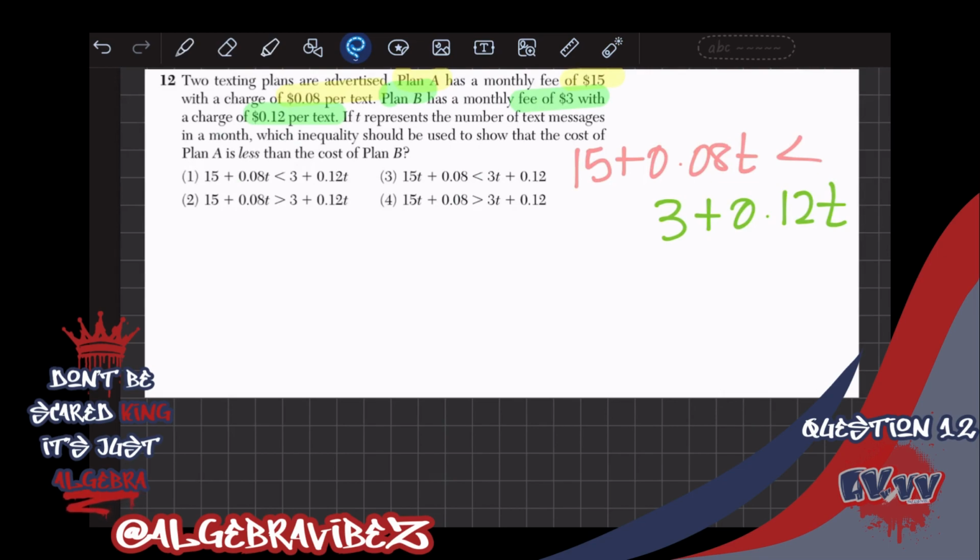Okay, so given this now, we have an easy way to find our answer. So we're looking for 15 plus 0.08 T. We can actually get rid of anywhere that it has a greater than sign. So we can get rid of 2, and we can get rid of 4, which is going to leave us with 1 or a 3. So to represent, we're going to say 15 plus 0.08 T is less than 3 plus 0.12 T, which is going to be choice 1.